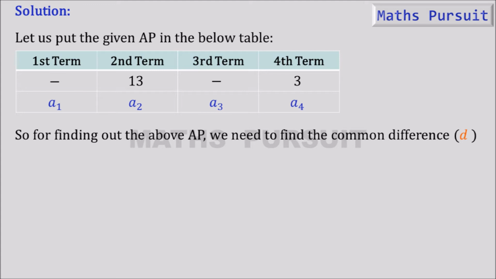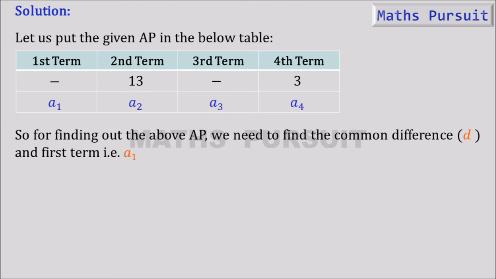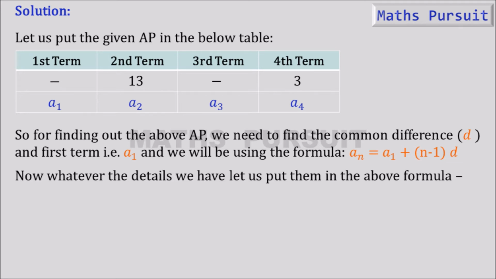So for finding out the above AP, we need to find out the common difference D and first term A1. As usual guys, always we need to first of all find out the common difference and then the first term value, that is A1 value. Once we get these 2 values, then we will be using the formula An is equal to A1 plus (n minus 1) into D and find out the missing values. Now whatever the details we have, let us put them in the above formula. So we have the full details for second term as well as for fourth term. So let us put the above details of second term in this formula.